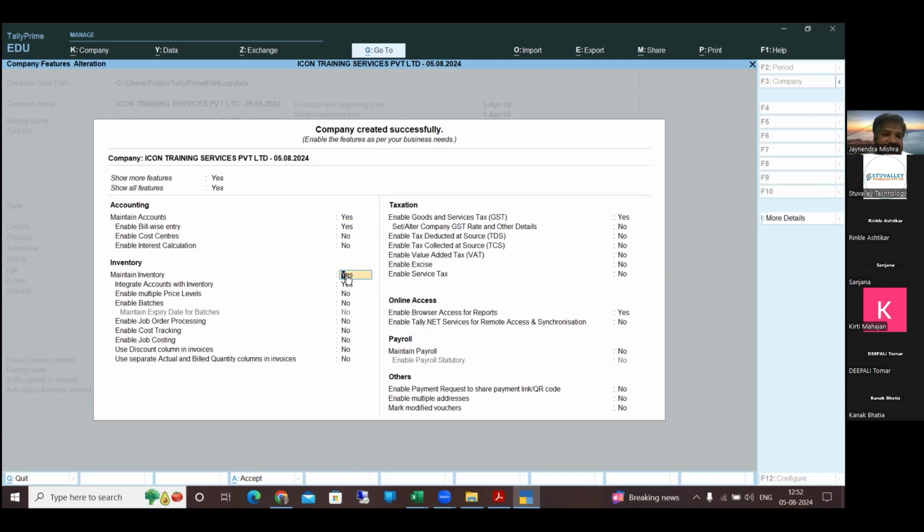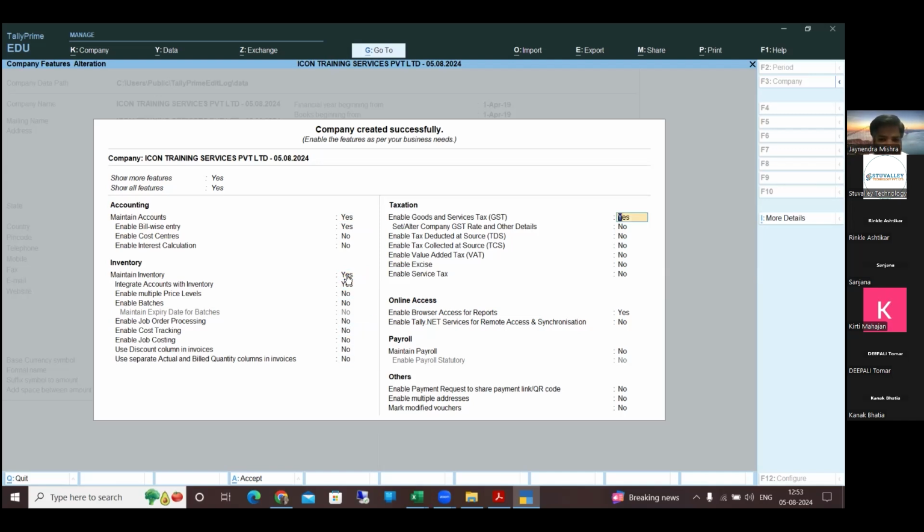Maintain inventory, friends. Inventory means stock. So Icon Training Services is in the service industry. We are not buying any goods. We are not buying any material or any product. We are a service industry, so normally we don't have any kind of stock. Services can't be stored. So maintain inventory, you can keep it yes, or it is not required at all. But if you want, you can keep it yes, not an issue, friends.